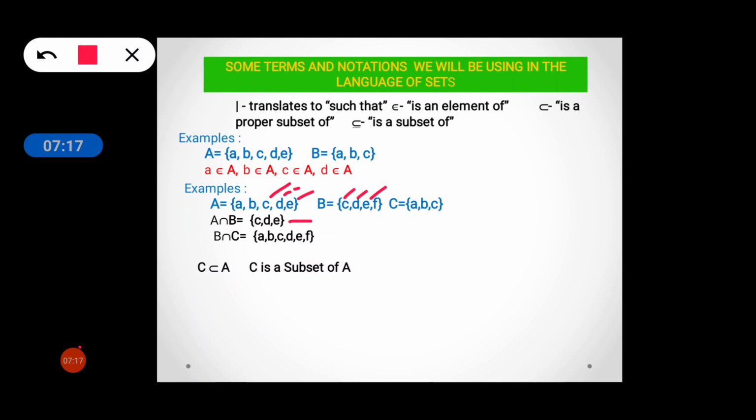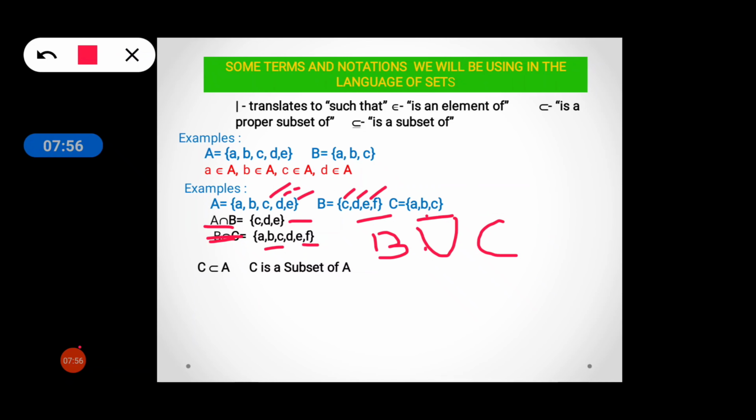We have also here B union C. We combine all the elements of B and then C. The symbol is this one, B union C. So we combine all the elements of B and all the members of C. The elements are A, B, C, D, E, F. So the elements of the two sets are combined.